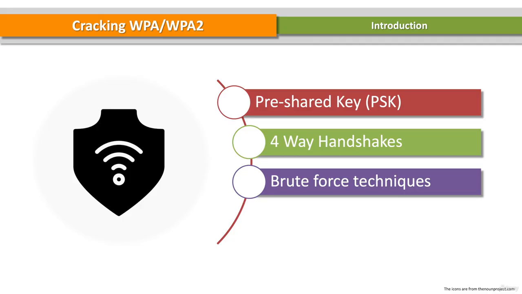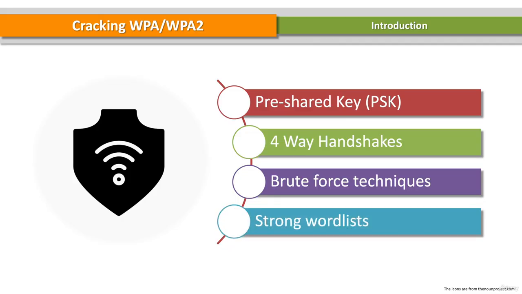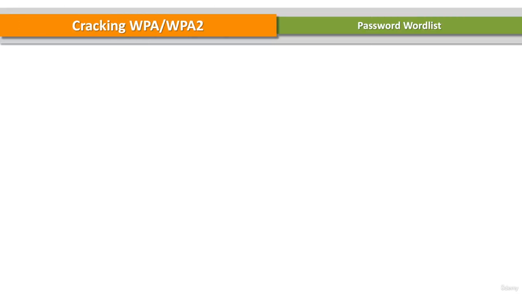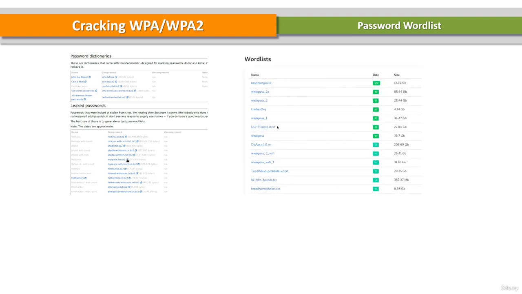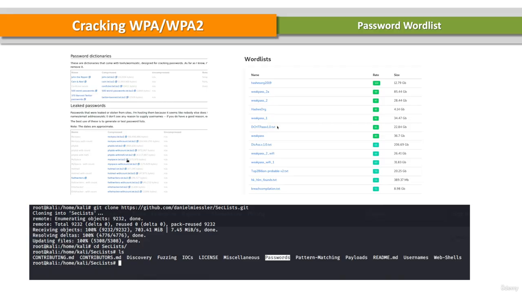Don't want to discourage you, but you will need a word list that will cover all permutations and combinations of characters and special symbols. So a word list, or a password dictionary, is a collection of passwords stored in plain text. It's basically a text file with a bunch of passwords in it.